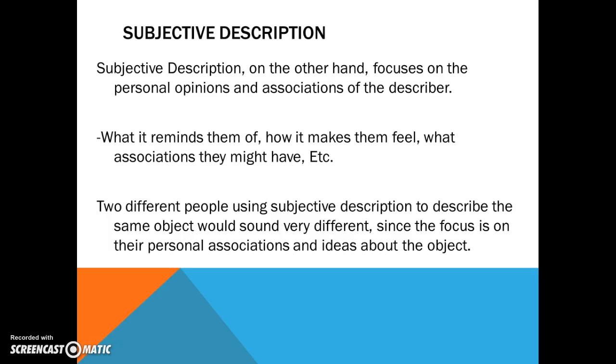So if two different people are describing the same thing using subjective description, it might be really different what they come up with. The same object might make one person feel sad and one person feel happy. That's okay. That's a different type of description that we use to make something visible for a reader.